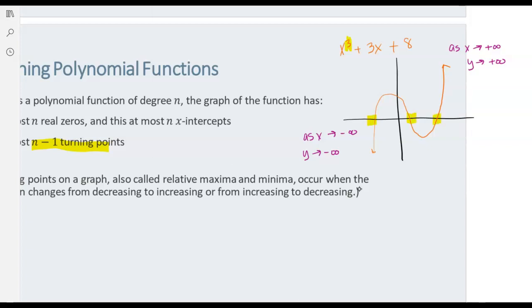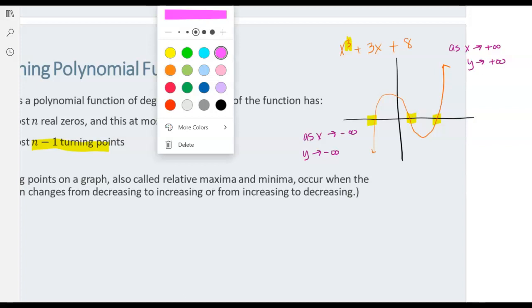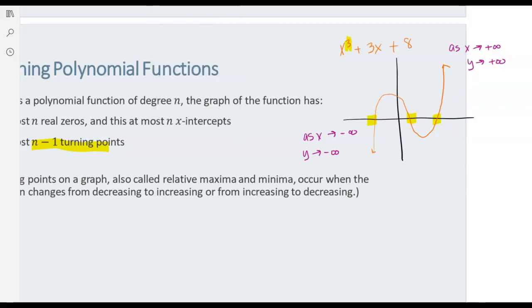And then the turning points are going to be where the graph changes from increasing to decreasing or decreasing to increasing. And we would call that a relative, in this case, minimum. It acts like a minimum just in a region of the graph, whereas this one is a relative maximum.